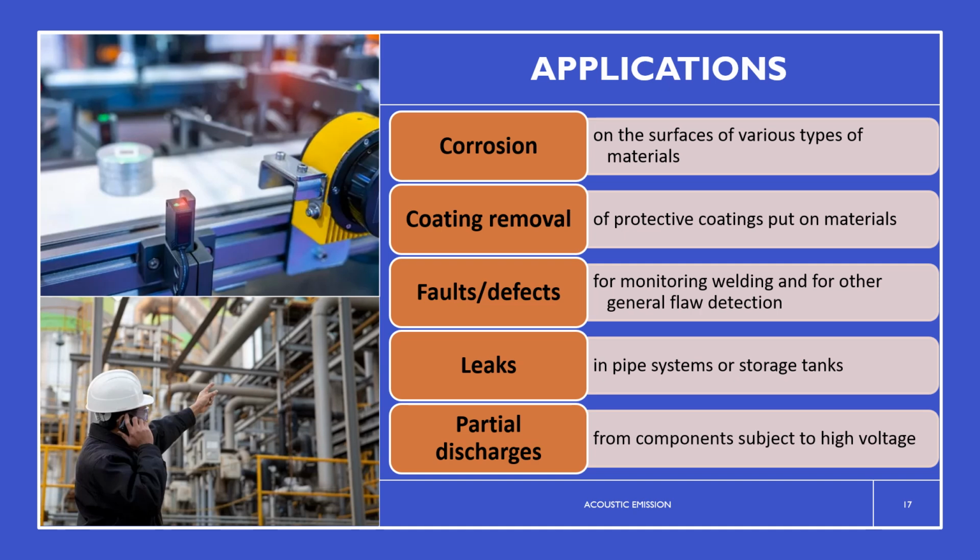Acoustic emission can be used to look for corrosion on the surfaces of various types of materials, coating removal of protective coatings put on materials, faults and defects for monitoring welding and other general flaw detections, leaks in pipe systems or storage tanks, and partial discharges from components subject to high voltage. Some of the most common applications for acoustic testing are airplane longevity estimation, bridge inspections, concrete corrosion monitoring, mine wall stability inspections, pressure vessel inspections, structural integrity inspections, and wind turbine inspections.